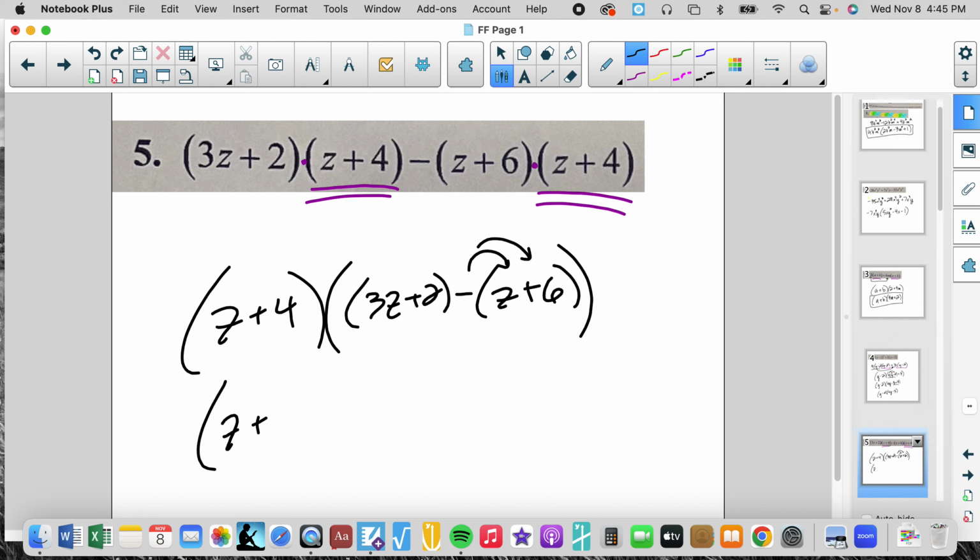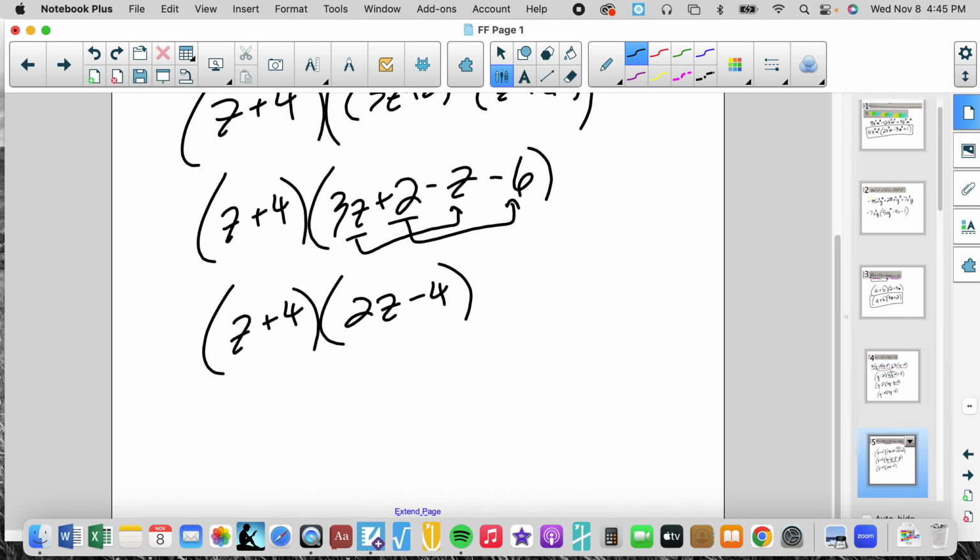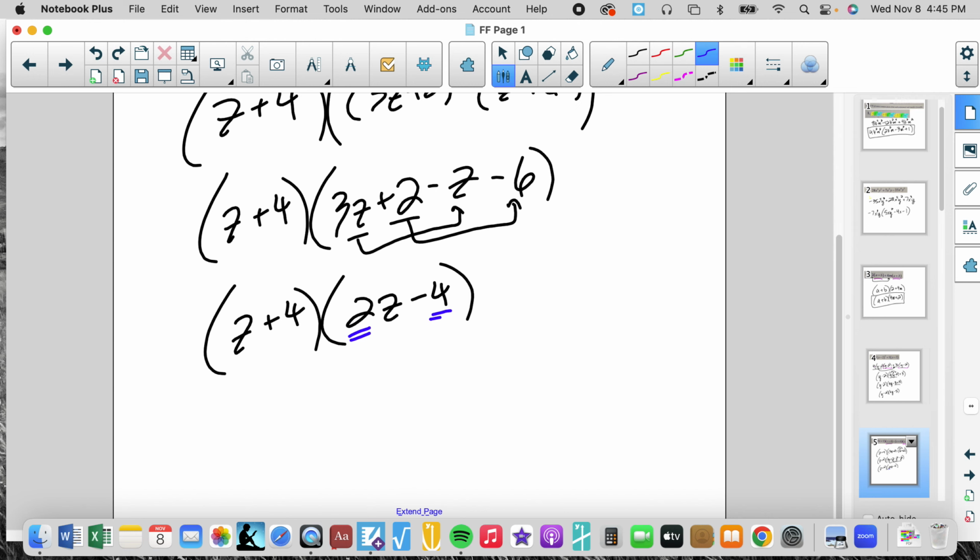So we get z plus 4, and then the 3z plus 2 is not affected. We just need to make sure we distribute that -1 to the z and the -1 to the 6, and then simplify. We have like terms, so that's 2z, and we have like terms here, which is minus 4. And look at that, we can also factor. We can take that 2 out, and that leaves us with z minus 2.